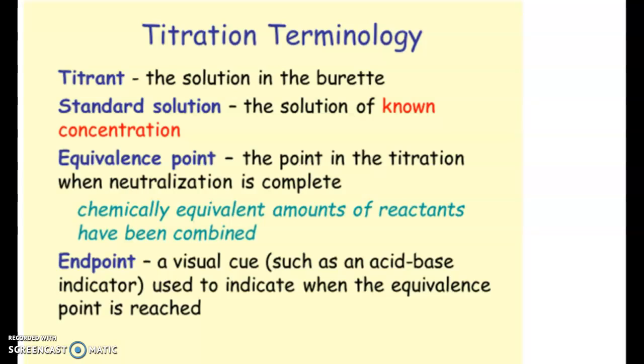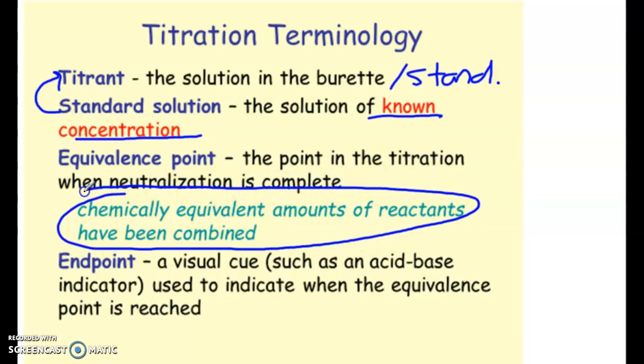So here is some more repeat, but some of them are new. So a titrant, remember, is the solution in our burette. This is the standard solution, right? The standard solution that we know the concentration of. So this term standard solution, just to remind you, it's the one we know the concentration of, which is our titrant. The equivalence point is also called the neutralization point. So this is where you have neutralization that's been completed, meaning you've added in equal amounts of acid and base so that they're fully neutralized.